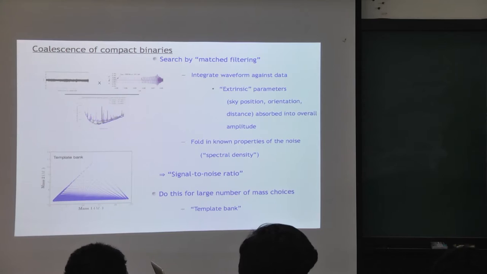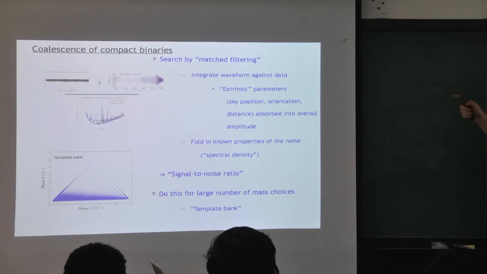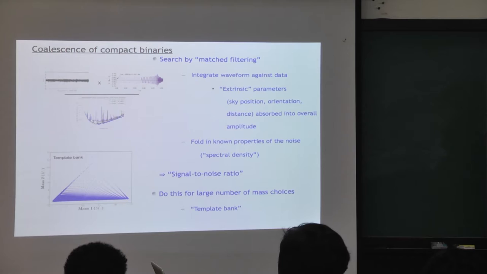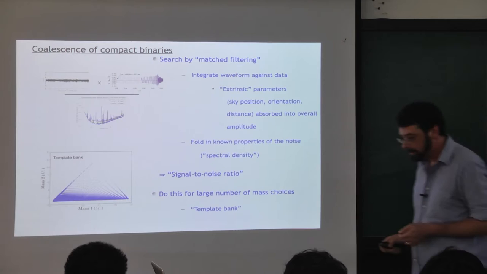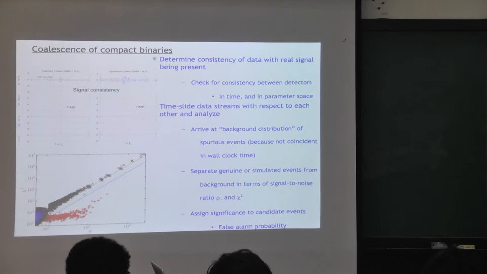And if you see many, many cycles, then in the end, your template waveform will get out of phase with a signal that might be in the data. So that means that here, in this part of the mass plane, you have to pack your templates more densely than at the higher mass end. But then we're not done yet. So this mass plane basically depends on the intrinsic parameters.